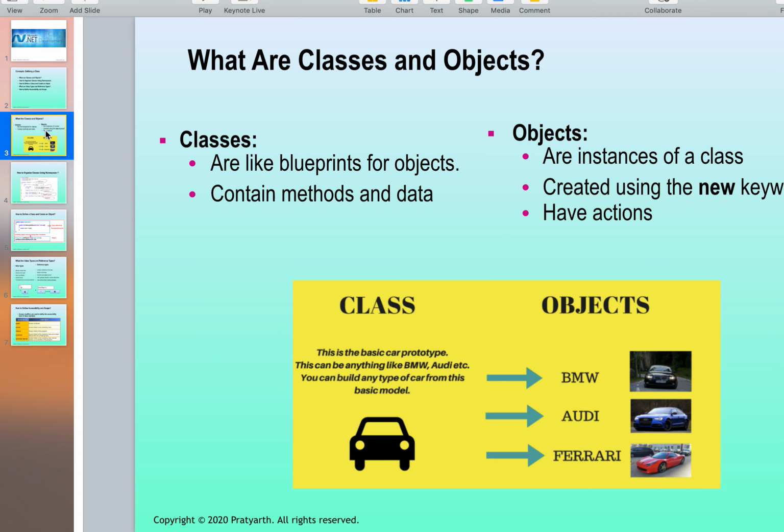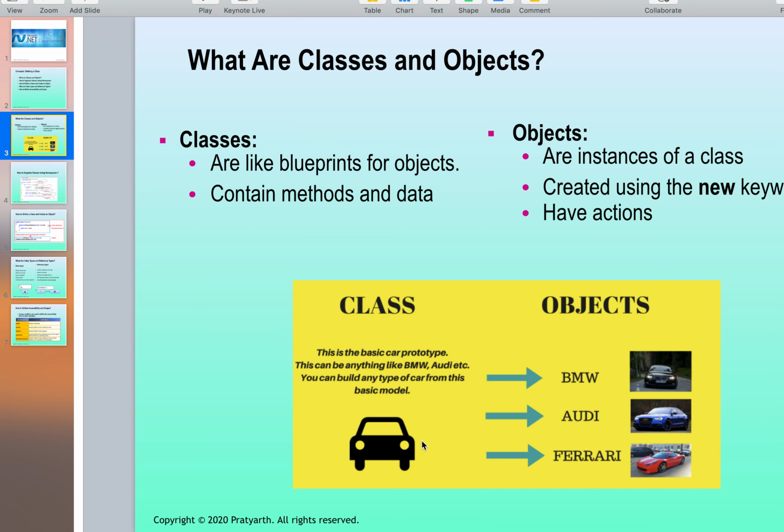So what are classes? A class is a user defined blueprint, or you can say a prototype, from which an object can be created. Classes combine the fields and the methods into a single unit. For example, this is the blueprint of the car. A car can be a BMW, Audi, Ferrari, or any type of car. So this is the simple blueprint, and this is the particular design using that blueprint.